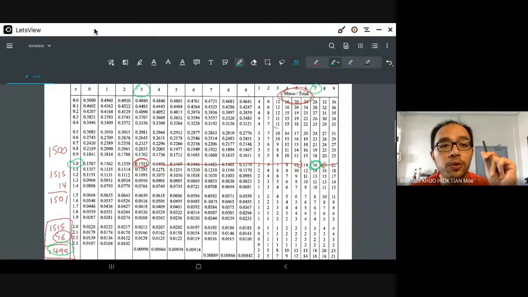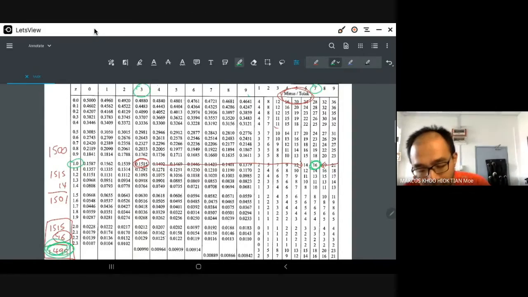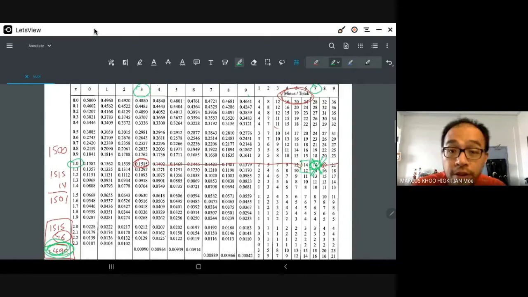We have to, okay, it cannot exceed 1500. Correct, okay. It cannot exceed 1500. Okay, that is the limit. So at 1499 it has already exceeded. So we cannot use the 16. We have to use the 14 because there's no 15 available.